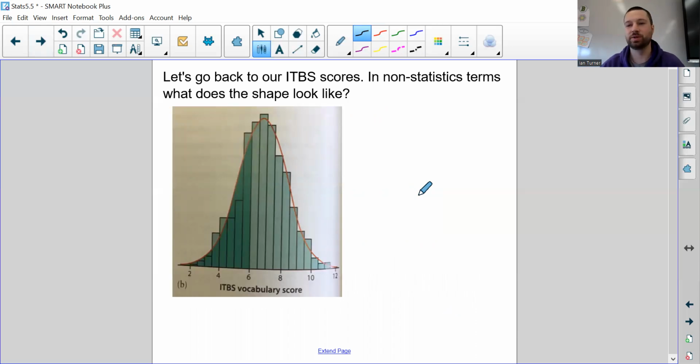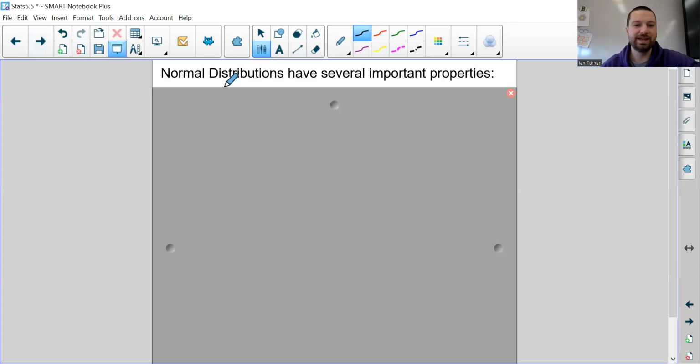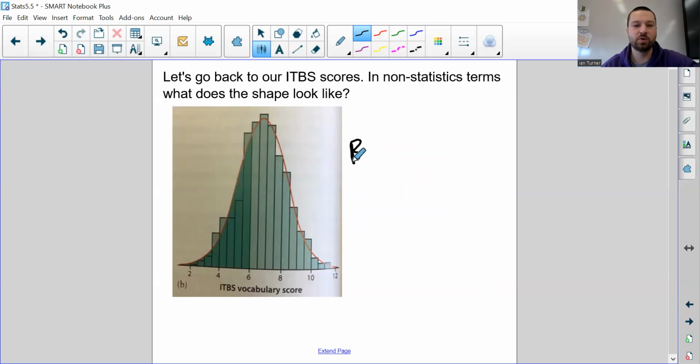What does this shape look like, children? We talked about it earlier. Here's our ITBS scores from Gary and Deanna. We've talked about this shape before, but now we're finally gonna do it. It's a normal distribution or a bell curve. We got good old Bell in the house. It is a bell curve. Let's go. Vámonos, muchachos. Okay.